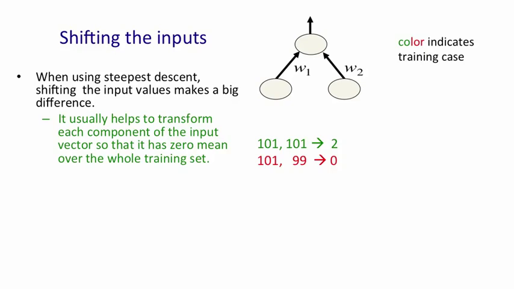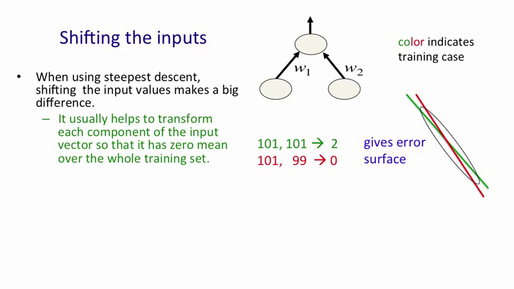If you look at the error surface you get for those two training cases, it looks like this. The green line is the line along which the weights will satisfy the first training case. And the red line is the line along which the weights will satisfy the second training case. And what we notice is that they're almost parallel, and so when you combine them, you get a very elongated ellipse.